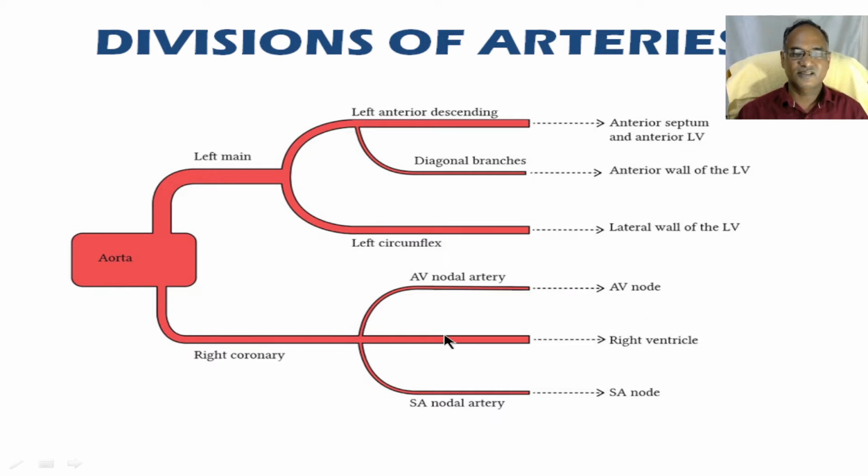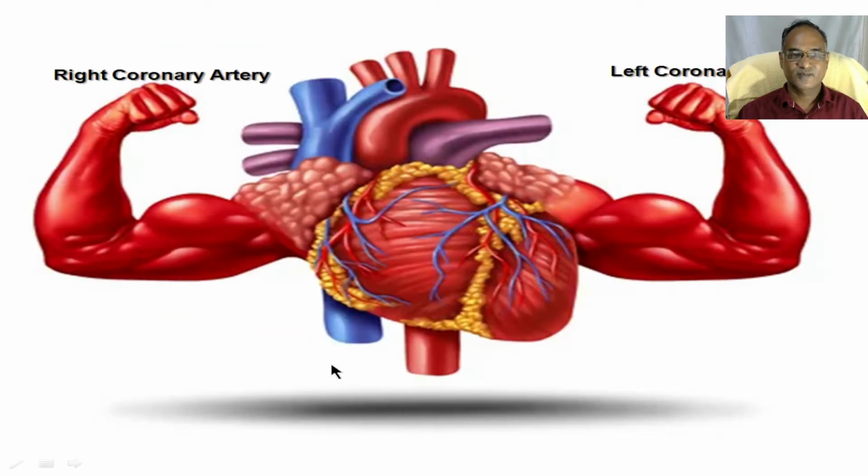These are the three divisions on this side. On the other side are the left main coronary artery, the left anterior descending artery, the diagonal branches, and the left circumflex artery. These arteries cover the left side of your heart. This side covers the right side of your heart, the SA node, and the AV node. These are very important points to keep in mind when you discuss the circulatory process.